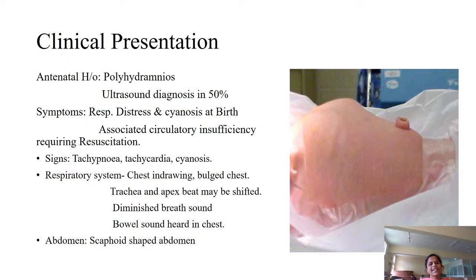So how are they going to present? Antenatally, you will have a history of polyhydramnios, and ultrasound diagnosis can be done in 50% of the cases. At an average gestational age of around 24 weeks, most commonly from 15 to 24, you will be able to diagnose a diaphragmatic hernia if it is present.